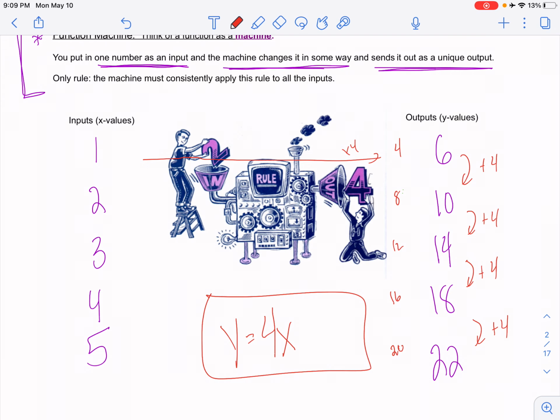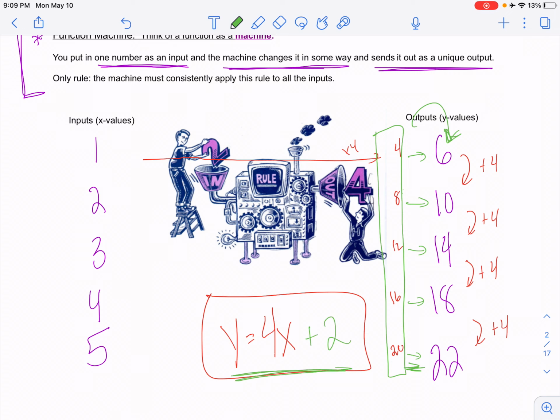So what do I need to add to my rule? What is my shift here? What do I need to do with all these multiples of 4 to actually make them the outputs that I want? Hopefully you're saying, Miss G, it's plus 2. And that's your rule. Okay, y equals 4x plus 2.